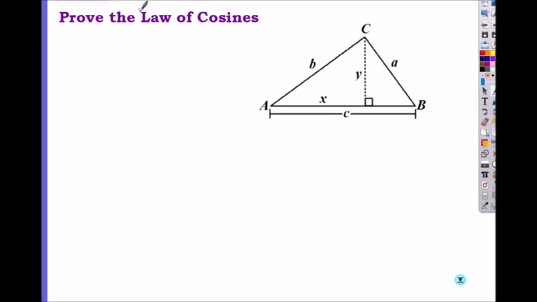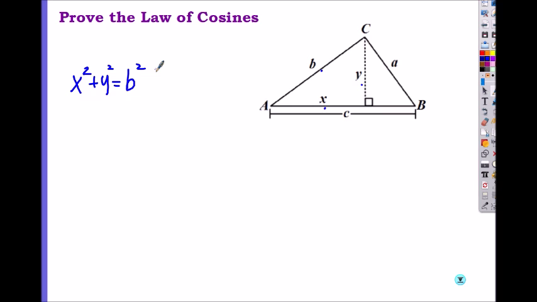So how do we prove the law of cosine? We have a triangle here, and I drew a height, and I called that y, and here I called it x. Okay? I'm going to use the Pythagorean theorem on the first triangle over here. So it will be a squared plus b squared equals c squared, right? X squared plus y squared equals b squared. So that's one equation that I can get out of the diagram.